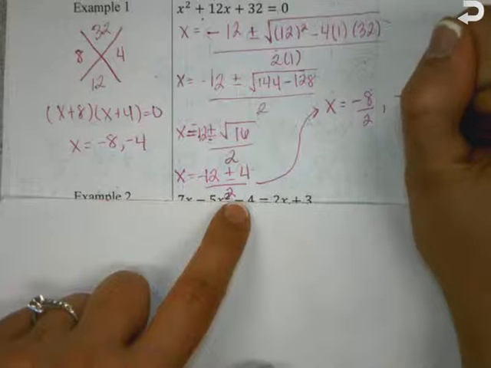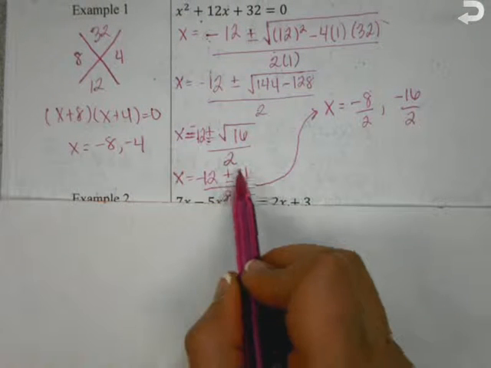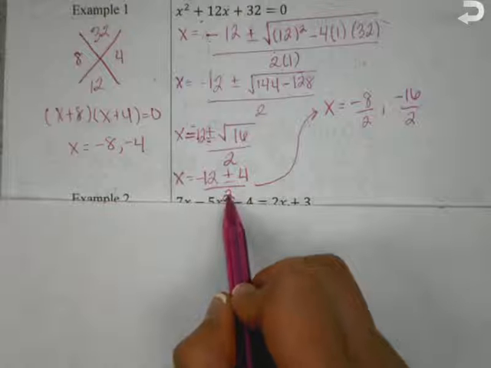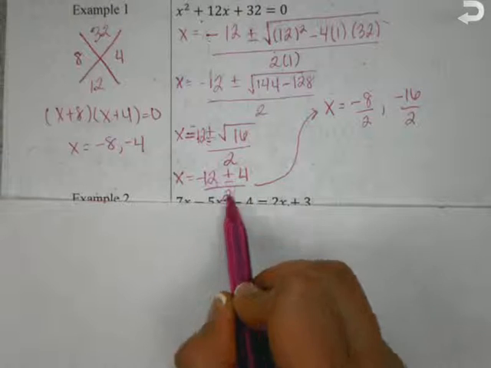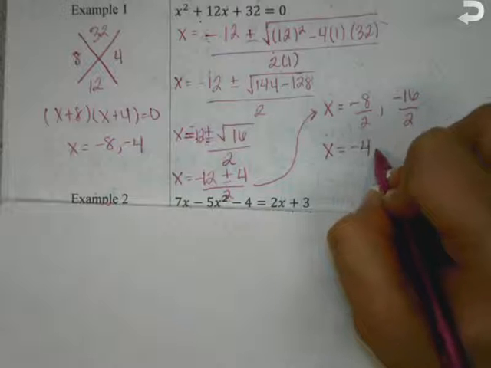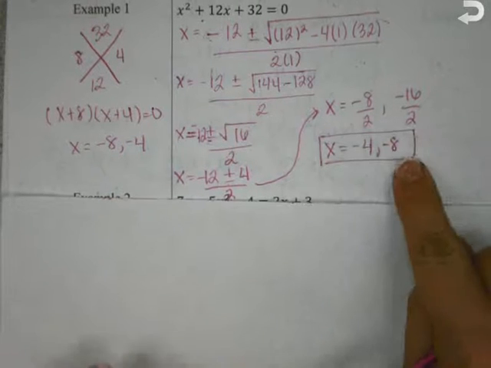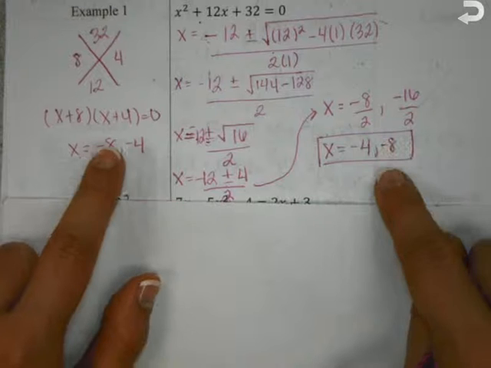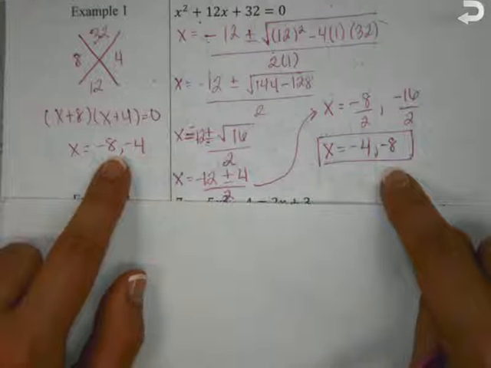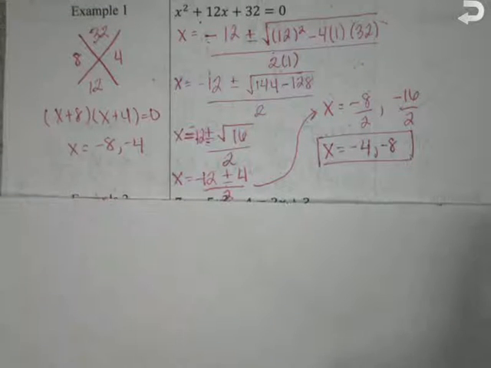So I split up, this is plus or minus, so negative 12 plus 4 over 2, and negative 12 minus 4 over 2. So we got two answers. So x equals negative 4 and negative 8. So we got the same answers as if we did diamond method. So you will get the same answer every time. You have to show both of them. Okay? Of course you don't have to show both of them. You don't? Pick a method.